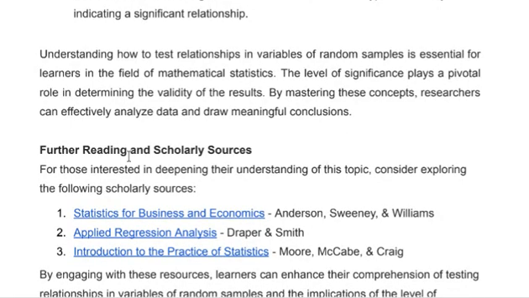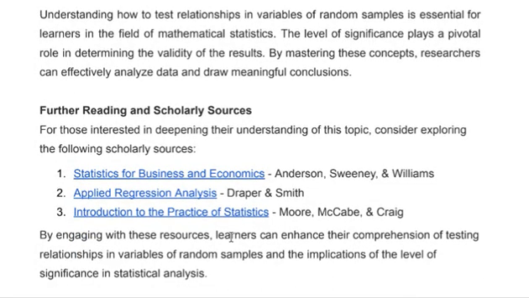Further reading and scholarly sources. For those interested in deepening their understanding of this topic, consider exploring the following scholarly sources. Statistics for Business and Economics, Anderson, Sweeney, and Williams. Applied Regression Analysis, Draper and Smith. Introduction to the Practice of Statistics, Moore, McCabe, and Craig. By engaging with these resources, learners can enhance their comprehension of testing relationships in variables of random samples and the implications of the level of significance in statistical analysis.